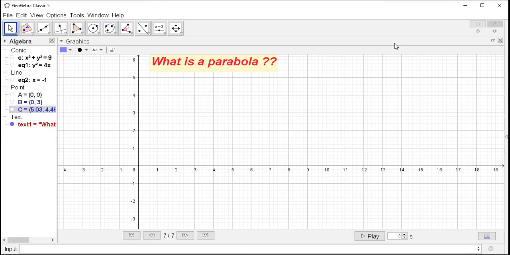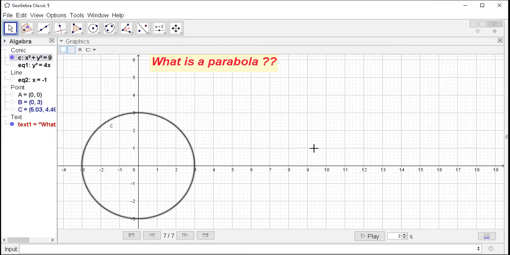What is a parabola? Normally, when I introduce the topic of quadratics and we talk about the graph of polynomials, we mention a word over there: parabola. Now many of the inquisitive minds keep asking me, what is a parabola? To begin with, first we talk about a circle.